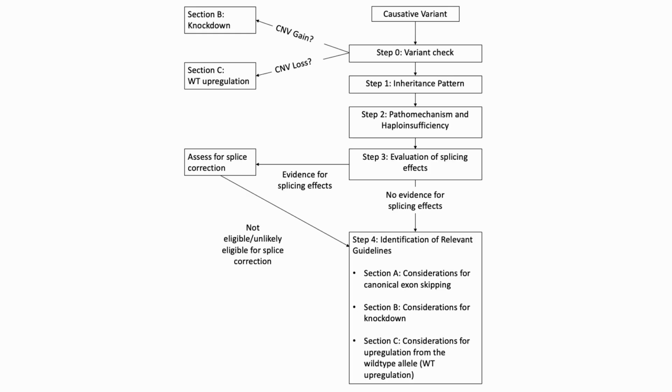In this video example, we'll be assessing a PLP1 frameshift variant for eligibility towards ASO therapies. First, we conduct a variant check. This step is discussed in greater detail in the ABCA4 video example. For this variant, the variant description is correct. Next, we check the inheritance pattern.